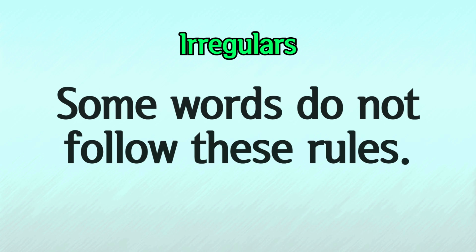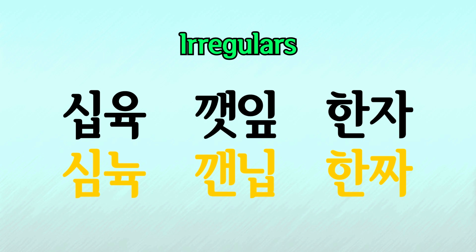Okay, this isn't actually a sound change rule, but I wanted to make one last point and remind you that some words simply won't follow the rules. Some words have irregular pronunciations, and you'll simply have to learn these separately. But don't worry, most of these are so commonly used that you'll end up learning them just by hearing them, and you might not even realize they're irregulars until you compare them to the rules in these video lessons. Here are a few examples of what I mean. 16, 깻잎, 한자.